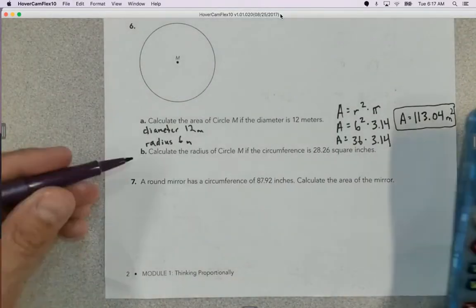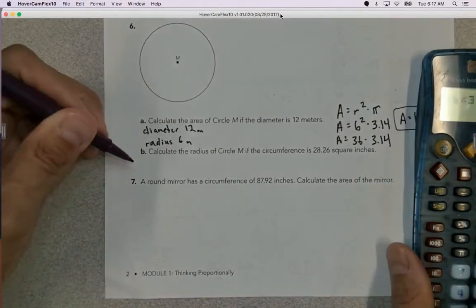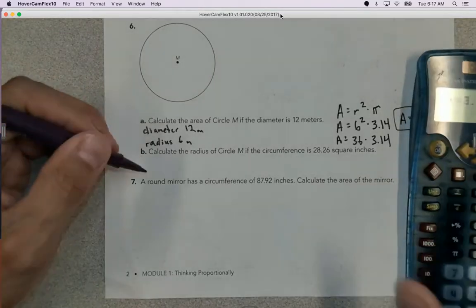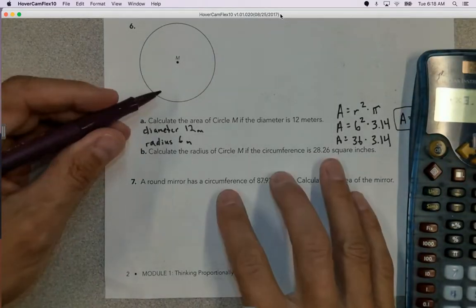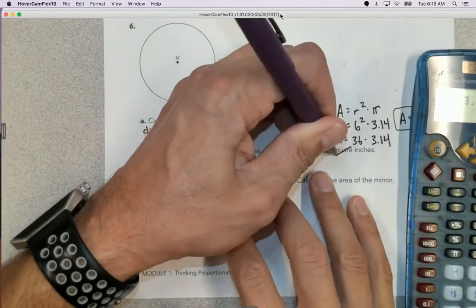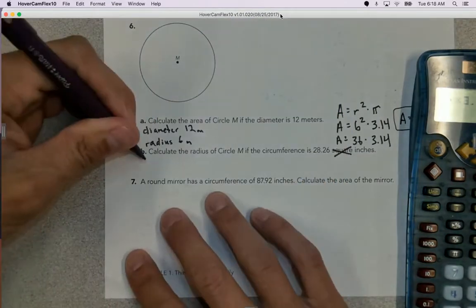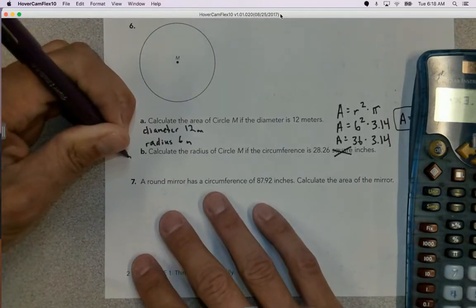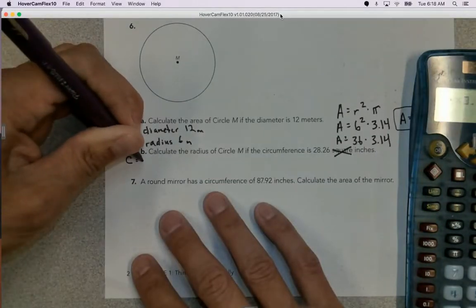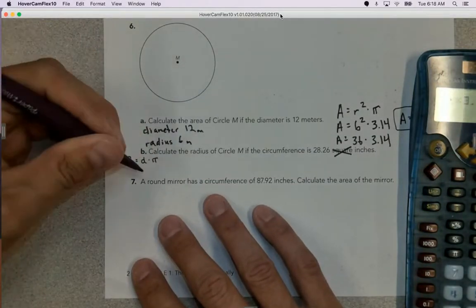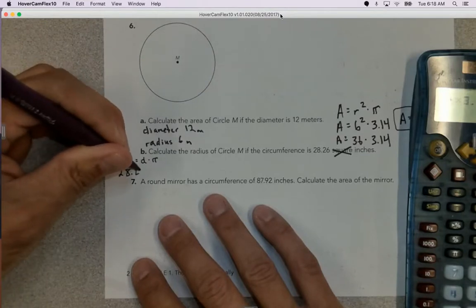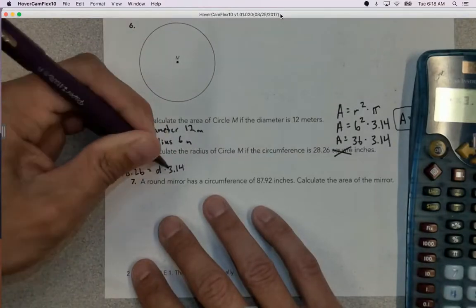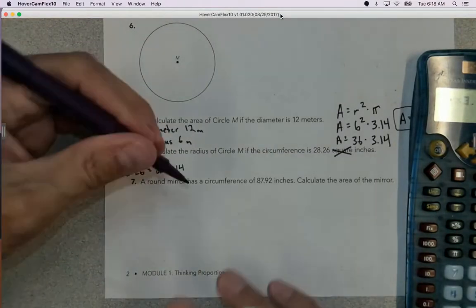Next, calculate the radius of circle M if the circumference is 28.26 inches. Once again, shouldn't be square with circumference. Let's see here. I know I could use what I did before. I could say circumference is diameter times pi. Circumference here is 28.26, which equals diameter times 3.14. My next step is to divide both sides by 3.14.